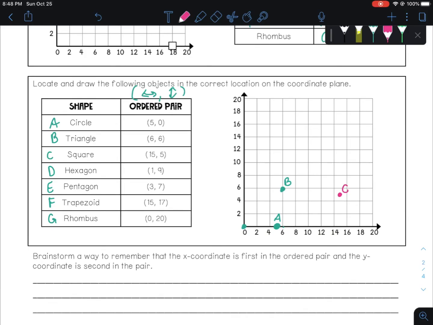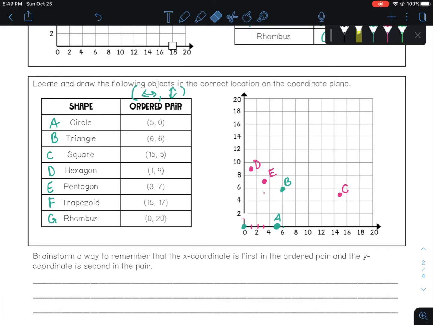Okay, and then the hexagon, that's going to be over 1, so over to 1 here, up to the 9. So here would be 9. So we'll put that point right here in the middle of this box. All right, then we've got the pentagon over 3. So 1, 2, 3, and up 7. So 1, 2, 3, 4, 5, 6, 7. So it's going to be right here.